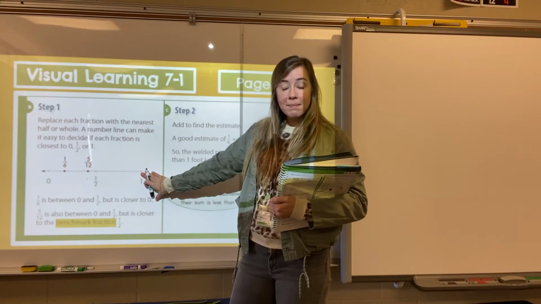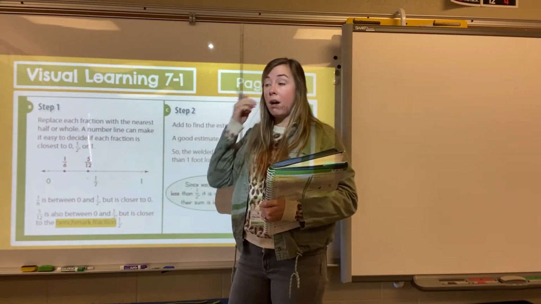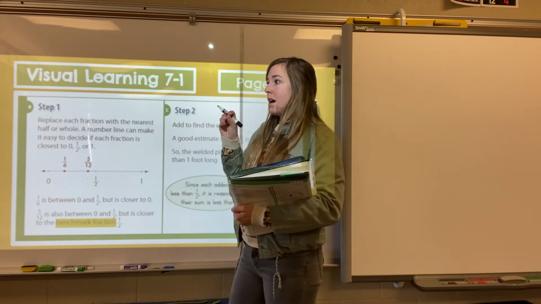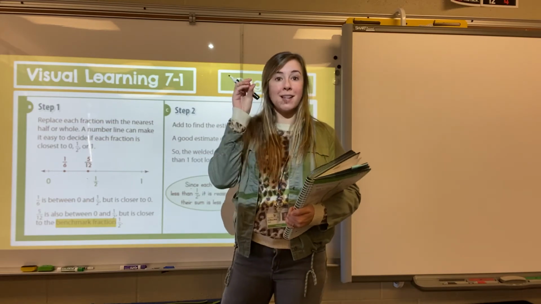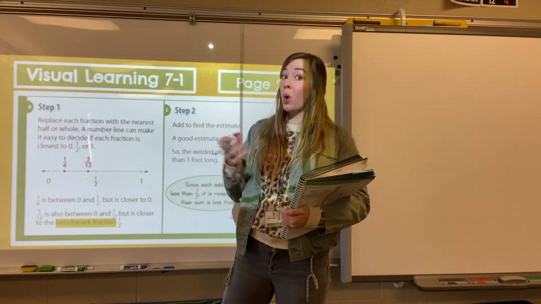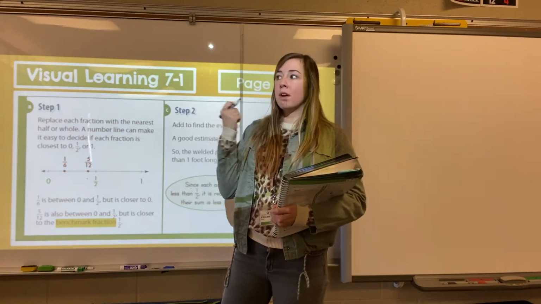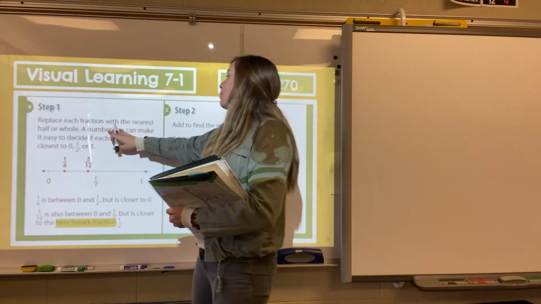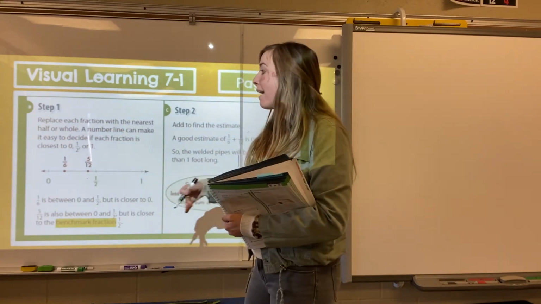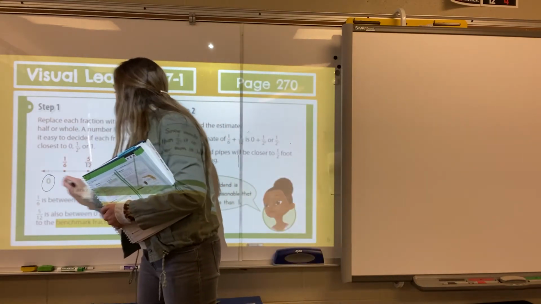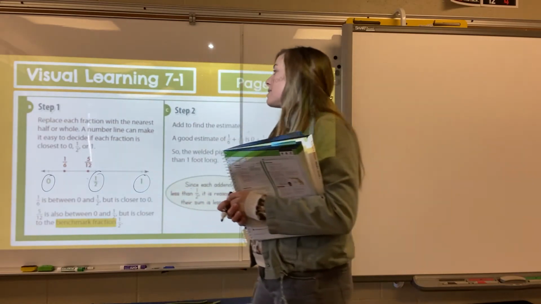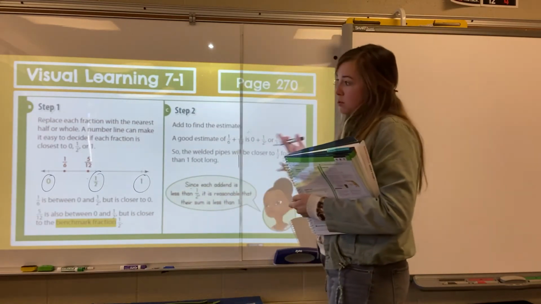And this is the same little number line that you have at the top of that benchmark fractions tool that I gave you, and it's posted online on Schoology, remember, so pull it up if you don't have it, or if you have that multiplication chart, it's just on the back of your multiplication chart. So you are going to replace each fraction with the nearest half or whole. So remember, we're rounding to 0, 1/2, or 1 whole. A number line can make it easy to decide if each fraction is closest to those three numbers.